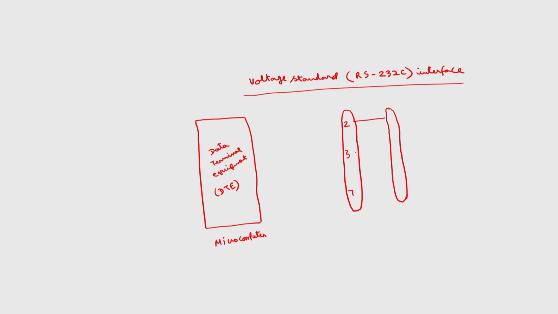This is the RS 232 interface. This also corresponds to 2, 3, 7. One is a male connector, another is a female connector. So, this will transmit. This is transmit. This will be received by another terminal, which is called data communication equipment.